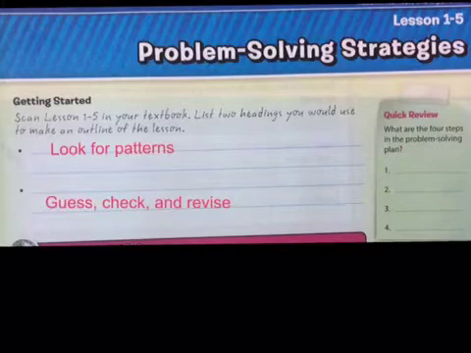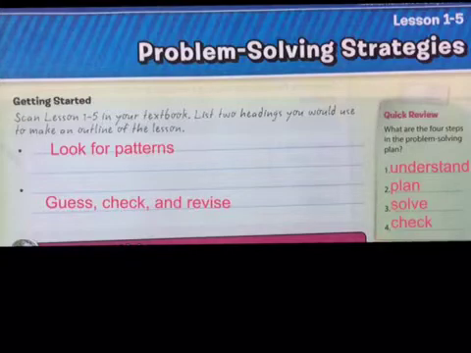Now here on the quick review, what are the 4 steps in the problem-solving plan? I think you guys remember this. First, we look at the data, so we try to understand. Then we try to make a plan, right? So we're going to add, subtract, and then we actually compute it. We solve, and finally we check our work. Okay, there you have it.